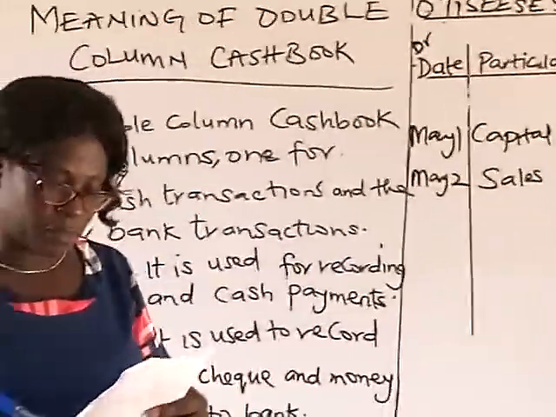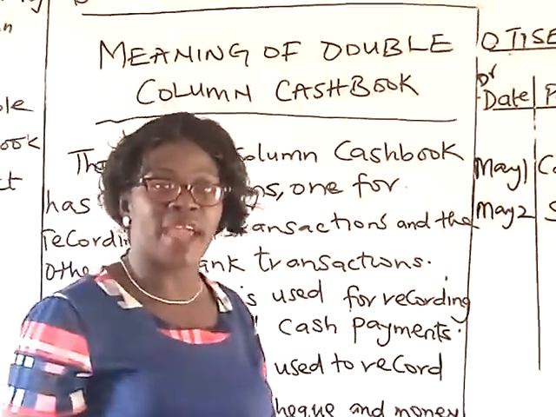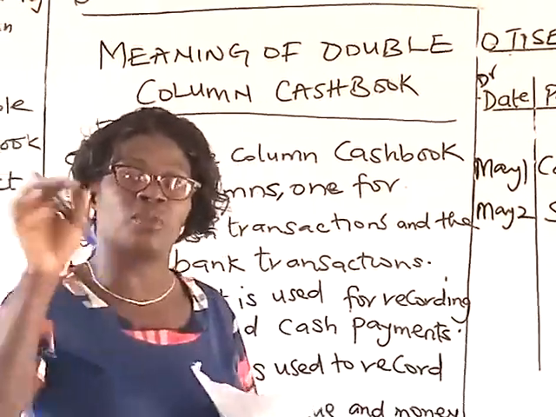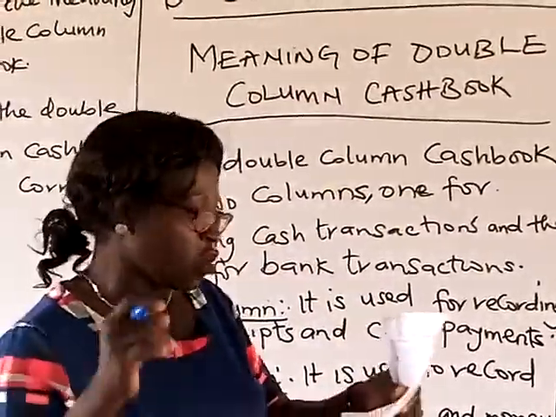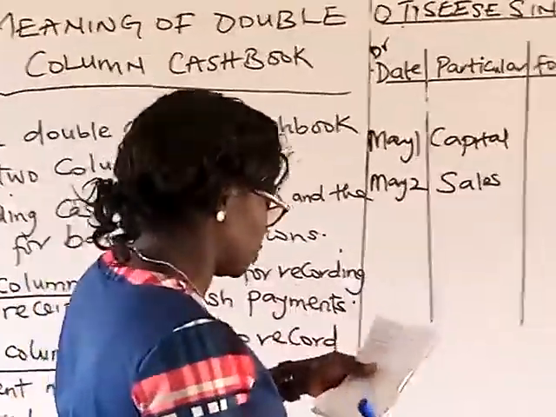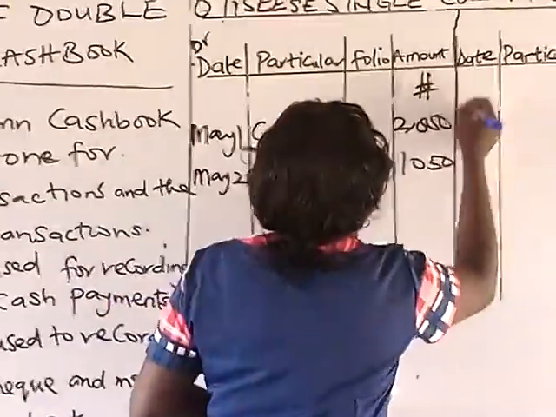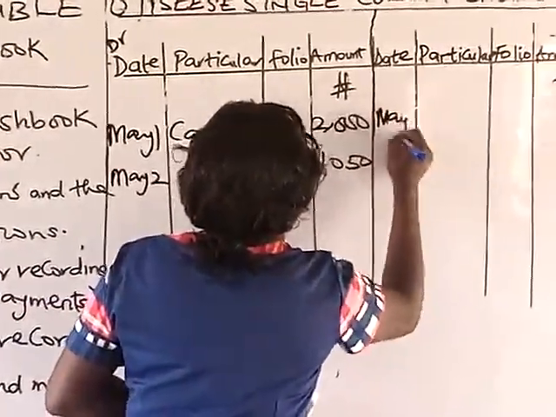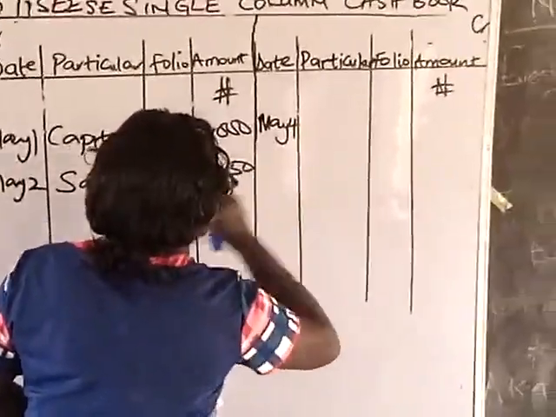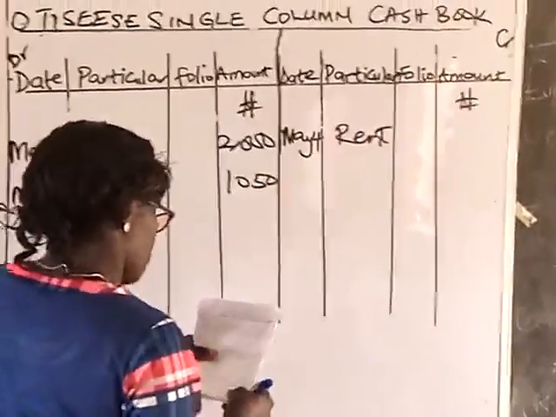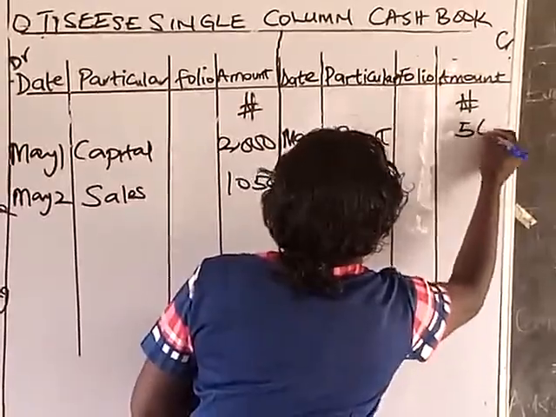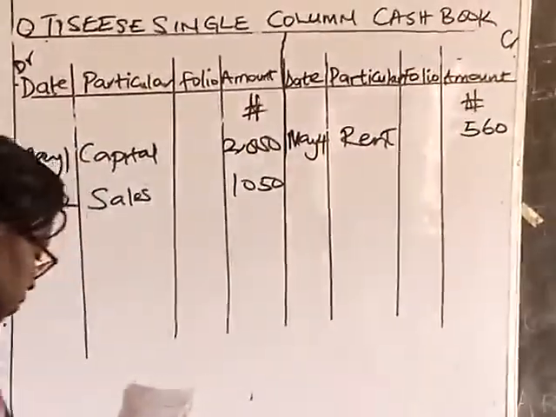May 4, paid rent. They paid out money for rent. It means we are going to credit it because money goes out. So we are going to post May 4, paid rent. Write rent under the particular, 560 naira.